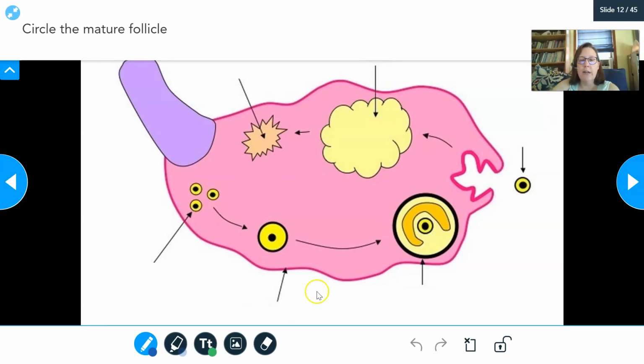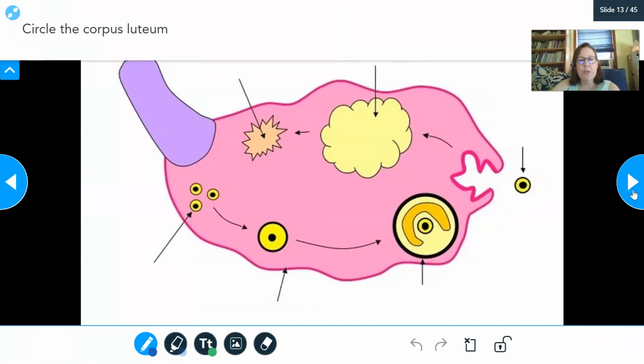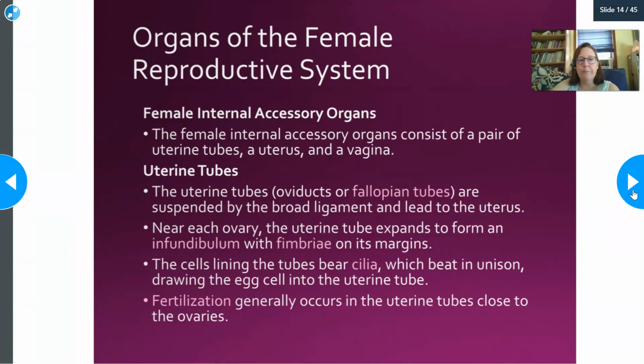So in this little diagram, where do you think the mature follicle is? Circle it, and then where do you think the corpus luteum is? And look at the arrows and the sequence, and you should be able to figure that out.